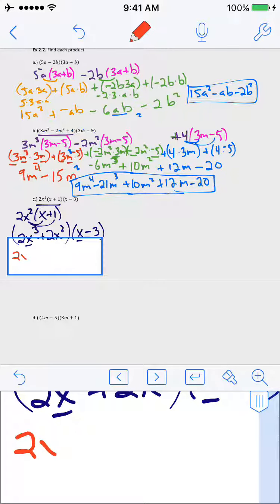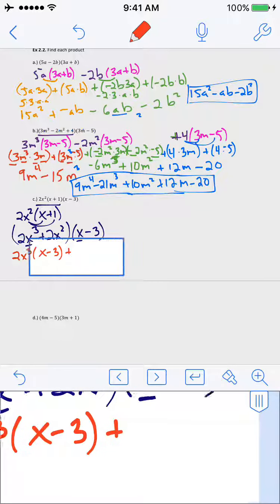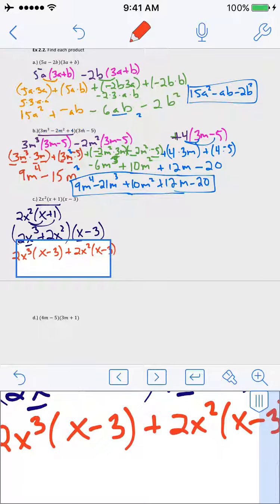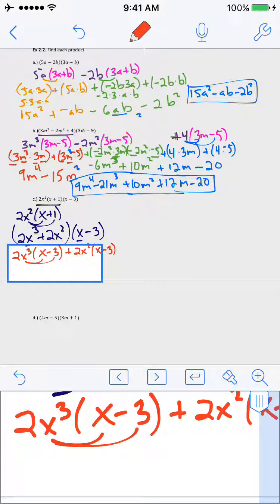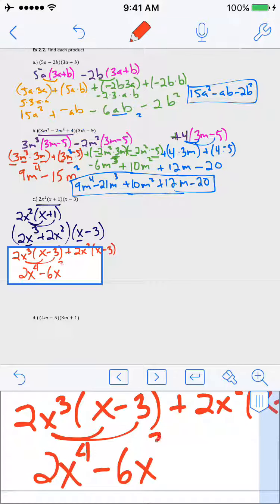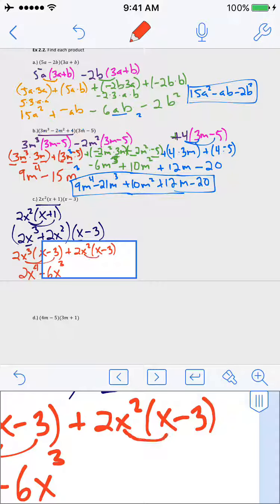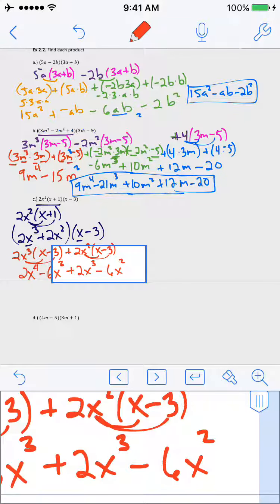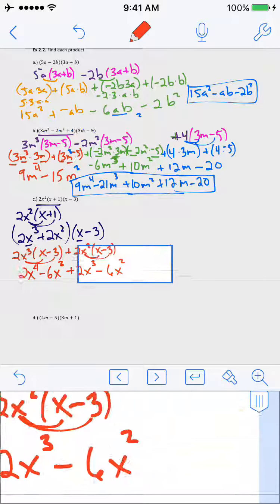So 2x cubed times x minus 3 plus 2x squared times x minus 3. And then we'll tackle each one as a monomial. 2x cubed gives me 2x to the 4th and negative 6x cubed. Here, I've got 2x cubed minus 6x squared. And now I've got a couple like terms.